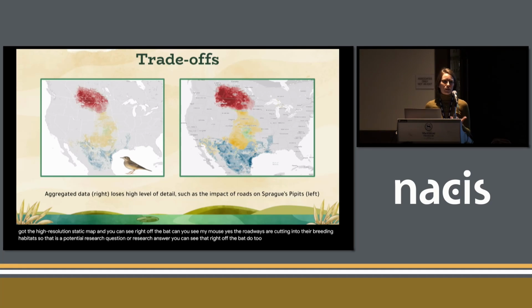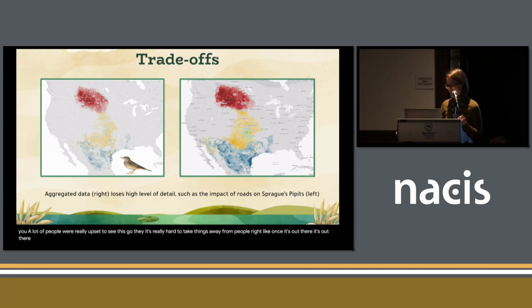Due to technical constraints with vector tiles and WebGL, it can't handle this 3 square kilometer resolution data raw. So we have to aggregate it at this zoomed out view, and you lose that level of granularity. A lot of people were really upset to see this go. It's really hard to take things away from people, right? Once it's out there, you can't take it away. So people get used to this and they don't want to lose it.